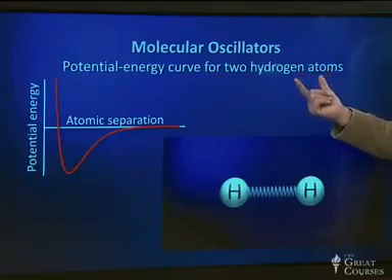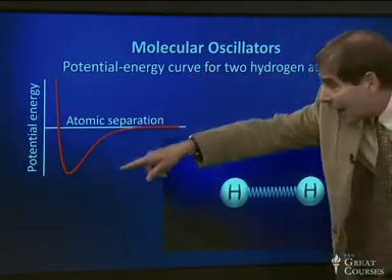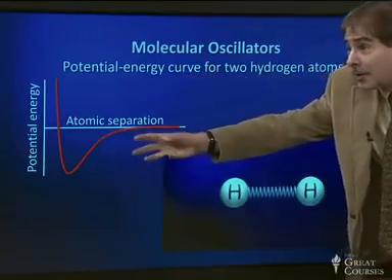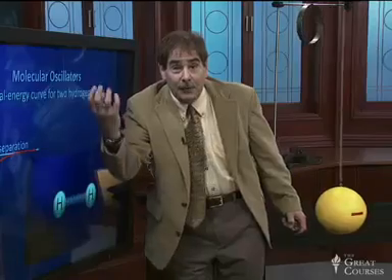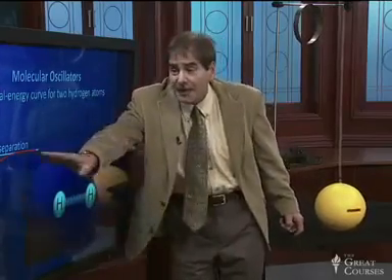We talked about that before because that was going to give us a minimum in the potential energy curve, and that's where the two atoms were going to sit when they formed a stable H2 molecule. So we've seen that graph before.